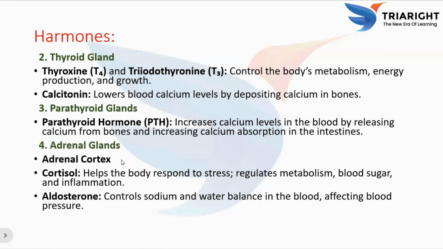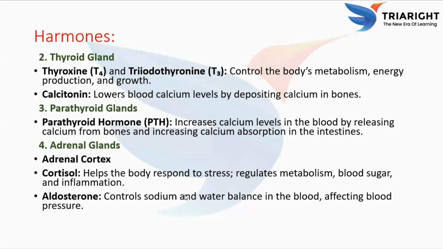Then coming to the hormones released by the adrenal glands, they are cortisol and aldosterone. So what does cortisol do? Cortisol is also known as the stress hormone. It helps the body respond to stress. It regulates metabolism, blood sugar, and inflammation.